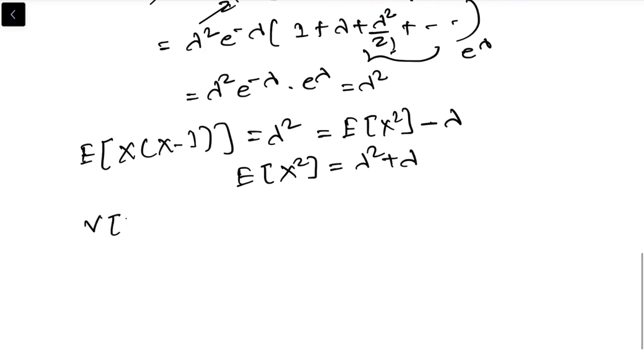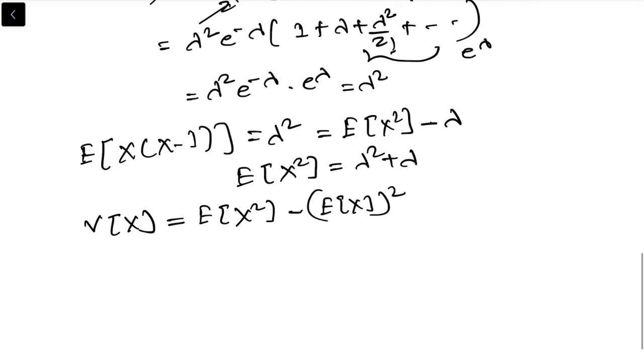So now variance is expectation of x square minus whole square of expectation. So this is lambda square plus lambda minus lambda square. These two get cancelled, we remain with lambda. All right, so this is how we can derive the variance of Poisson.